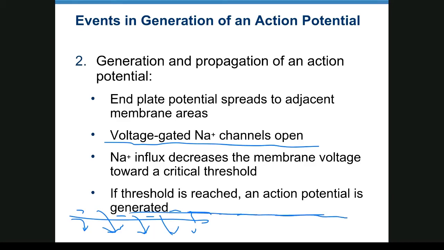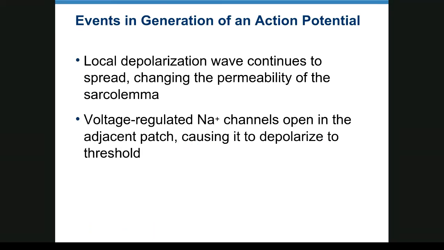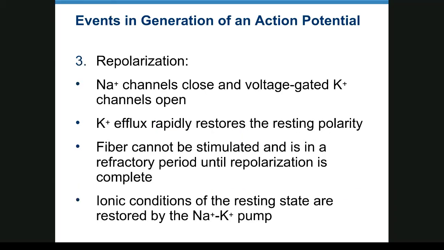We call that depolarization. Now, local depolarization spreads from the initial response, and then the voltage-gated channels open and cause a depolarization across the entire muscle sarcolemma. Now, once it gets depolarized, you have to have polarization take place. So repolarization takes place initially. Sodium channels close and potassium-gated channels open, and potassium will leave the cell.